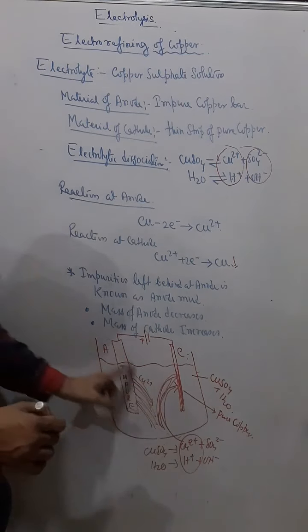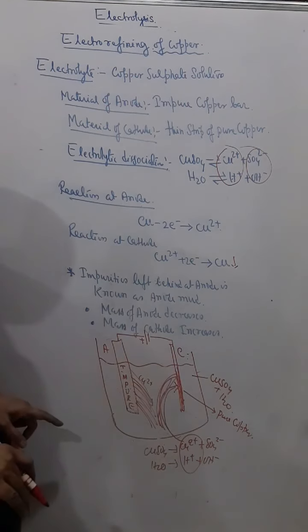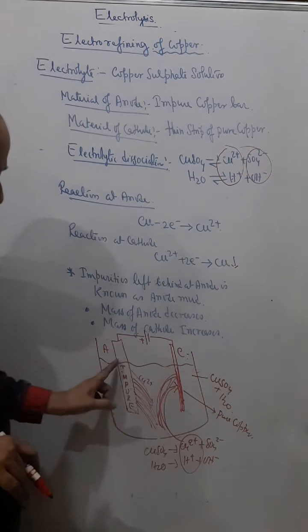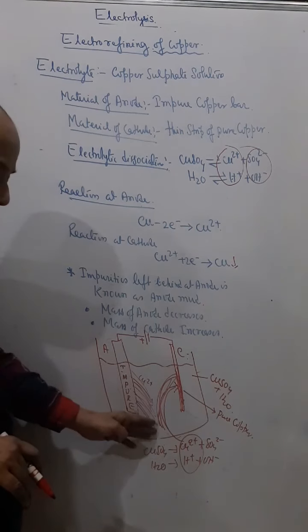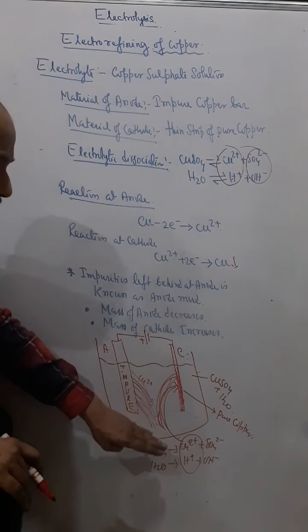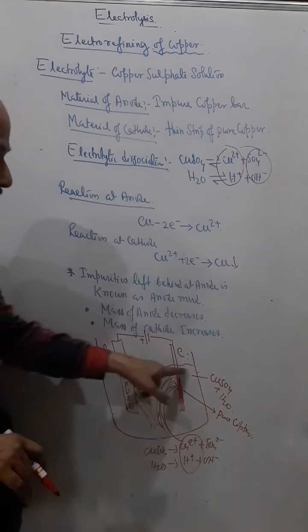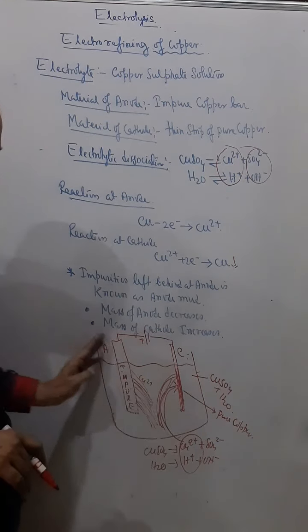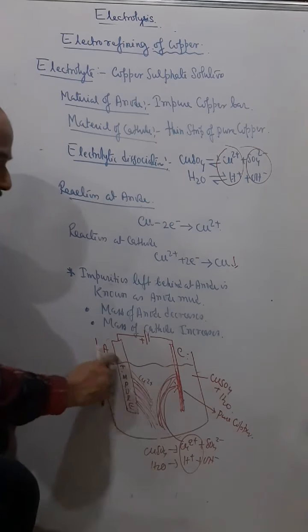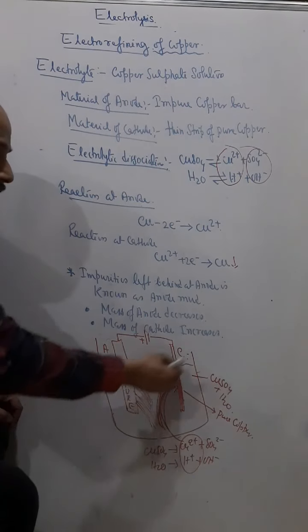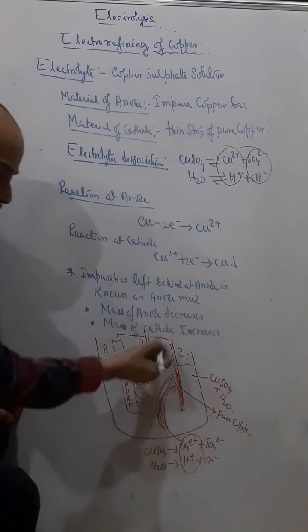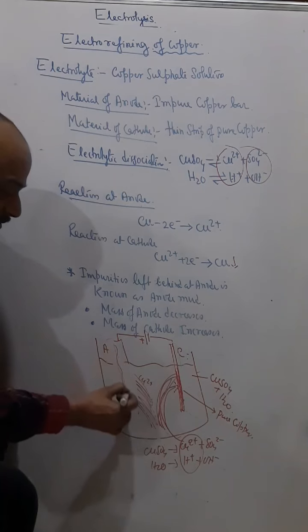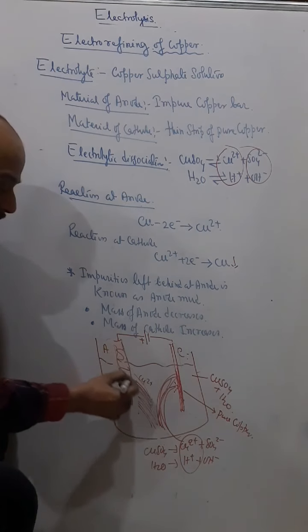So you can understand, if this process continues, all the copper that is present in this impure copper will change into copper ions and will be added to the solution, and those copper ions in the solution are constantly going towards cathode and getting deposited as copper. So ultimately, if this process continues, all the copper from here will get out, and it will stick here. So finally, what will be left here? Some impurities will be left.